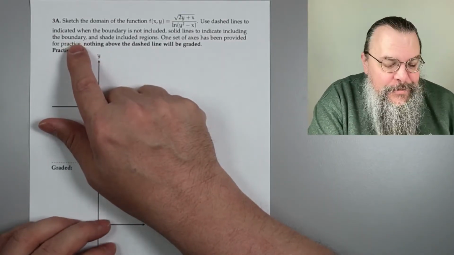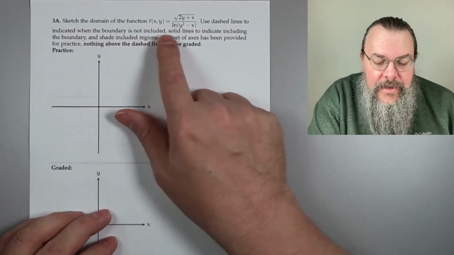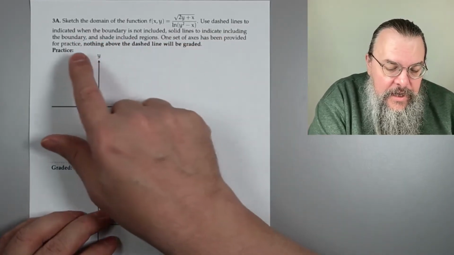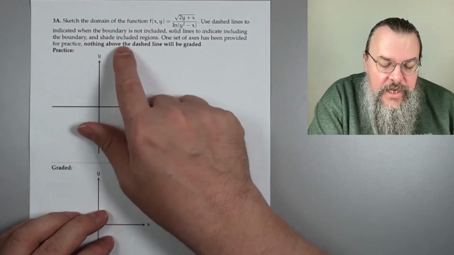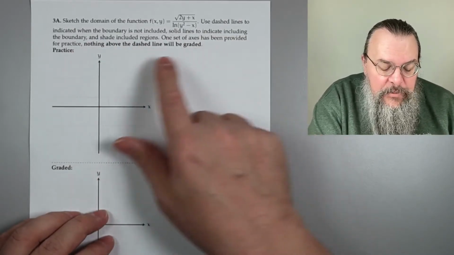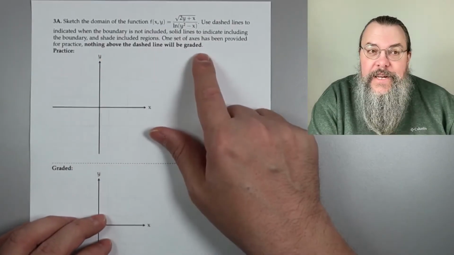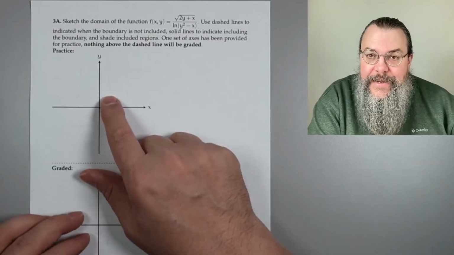We'll forgive them, you know. It's not an English test. When the boundary is not included, solid lines to indicate including the boundary, and shade included regions. One set of axes has been provided for practice. Nothing above the dashed line will be graded. Okay, so we've got practice here.